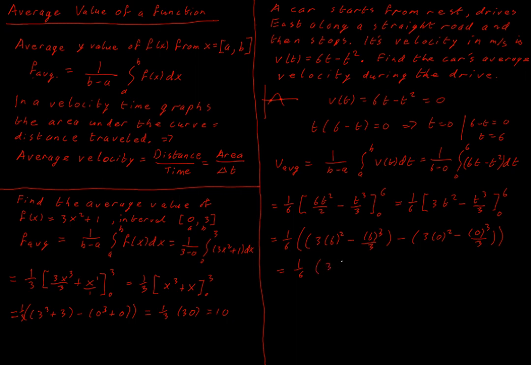Let me put that into our calculator, we're going to end up with 36 minus 0. And that ends up being equal to 6. So our average velocity over our journey is 6 meters per second. And that is how we work with average velocity using integration. And that is what we need for now.